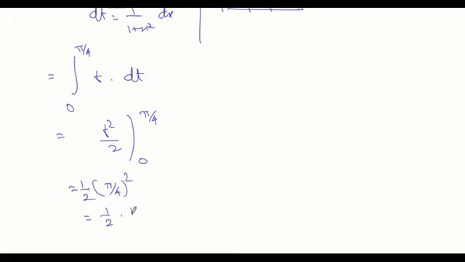So 1 by 2 into pi square by 16. Your answer is pi square by 32. This is the required answer, children. Okay, yes. So I do one more sum.